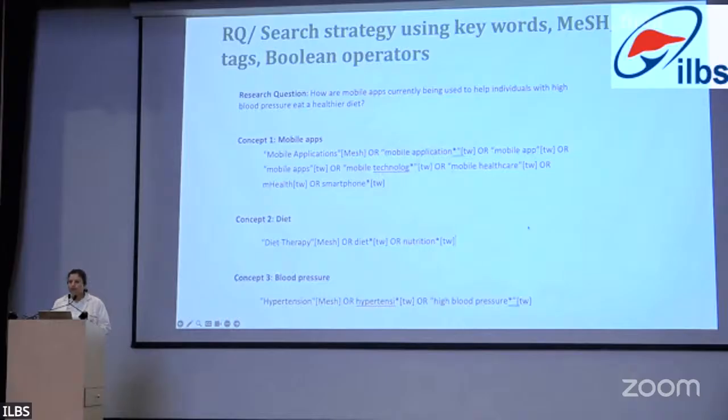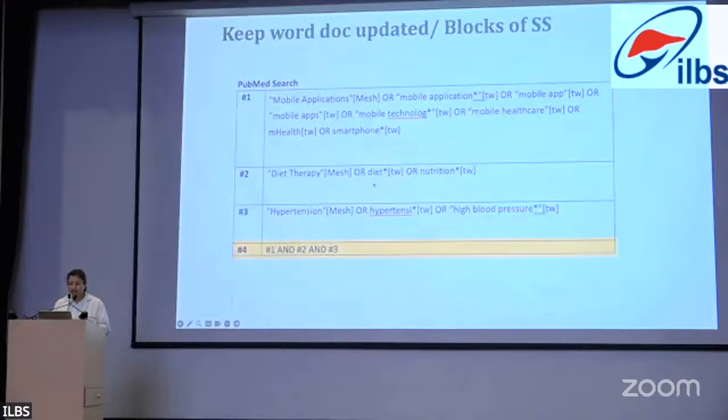This is how the Word document looks when you are forming your search strategy. One page is open in PubMed or Scopus, for example, but another Word document page should be updated as we go. So concept one, for example, this is for mobile apps, diet and blood pressure. Concept one will be mobile apps. We will identify the keywords, identify the field tags, and then join them with the Boolean operators. And then we will combine these three blocks depending on how we want to do this. So this is block 1, block 2, block 3, and my search strategy will be block 1 and 2 and 3.